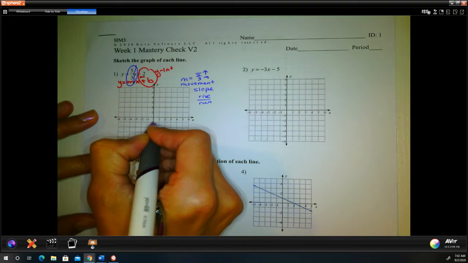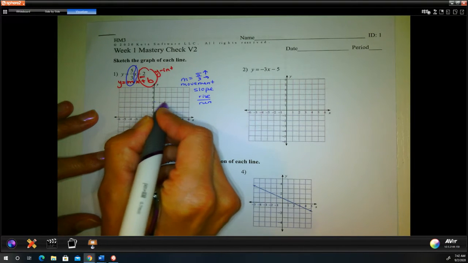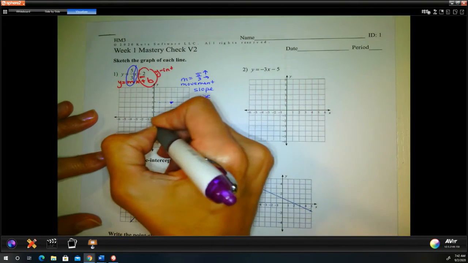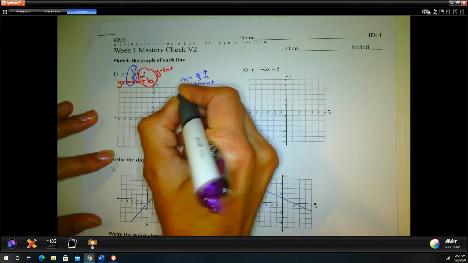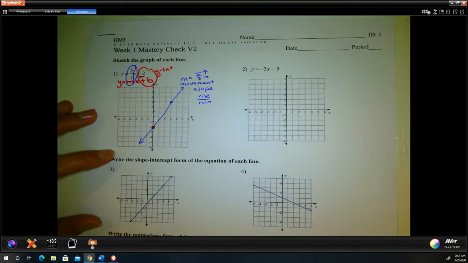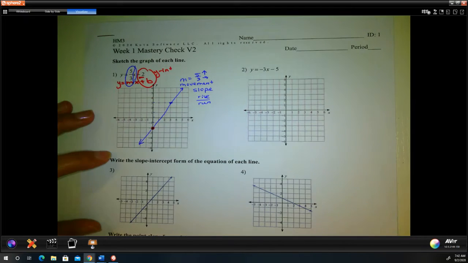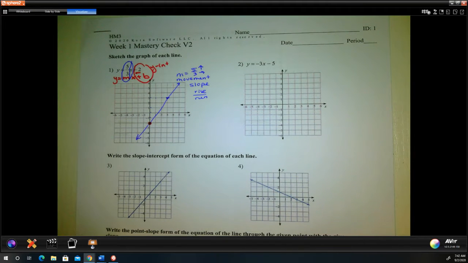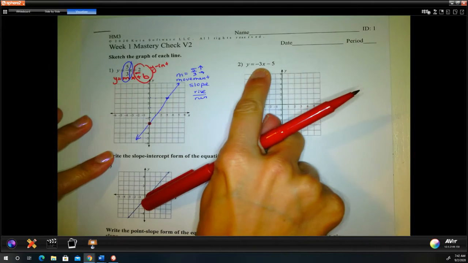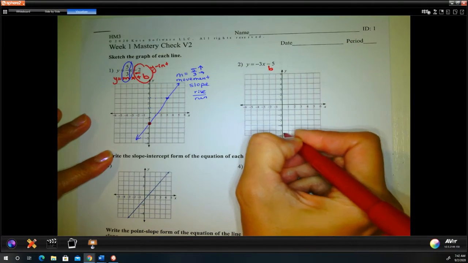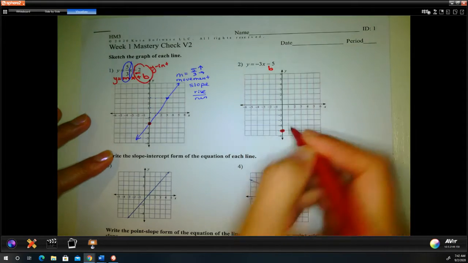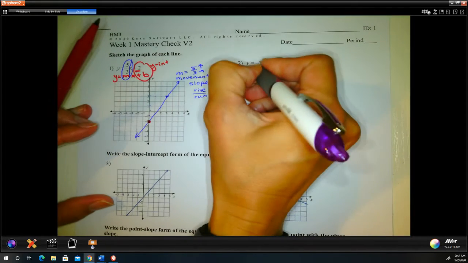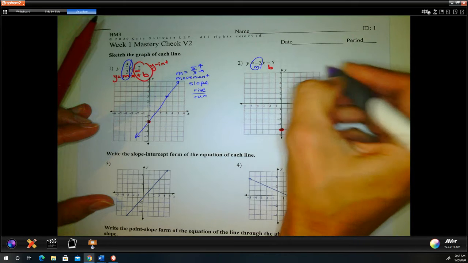So I'm going to go up 1, 2, 3, 4, 5 over 3. There's the point, and then I want to try to do my best to draw a straight line. It's not perfect, but I'm going to look at these points. Number 2, I'm going to go a little faster because it's the same form. So it's linear because there's a degree of 1. My b here is -5, so I'm going to go down 5 on my y-axis. My movement here, or my slope, is -3.